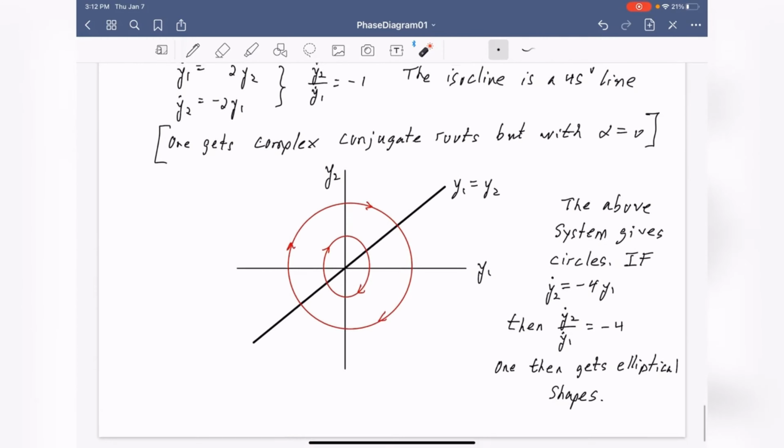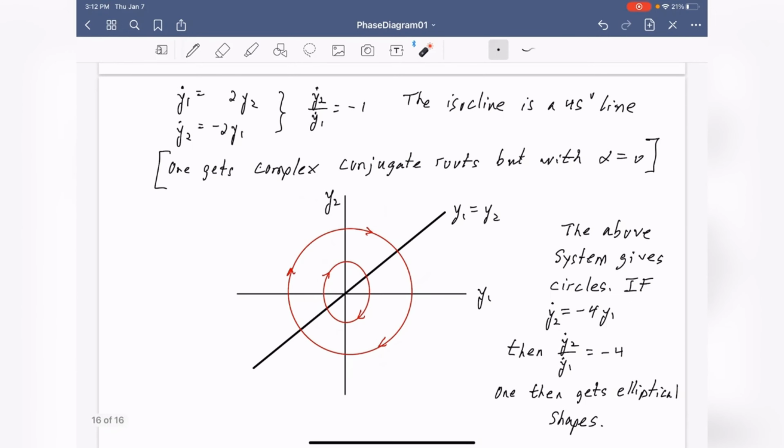Okay, the final one that we're going to look at is one where we have an isocline that's a 45-degree line. So y1 equals y2, or y2 equals y1. And we get that the derivative of y1 with respect to t equals 2y2, and the derivative of y2 with respect to t is minus 2y1. Notice that here only y1 enters, here only y2 enters. y2 dot divided by y1 dot is equal to minus 1. That determines the isocline, which in this case is that 45-degree line.